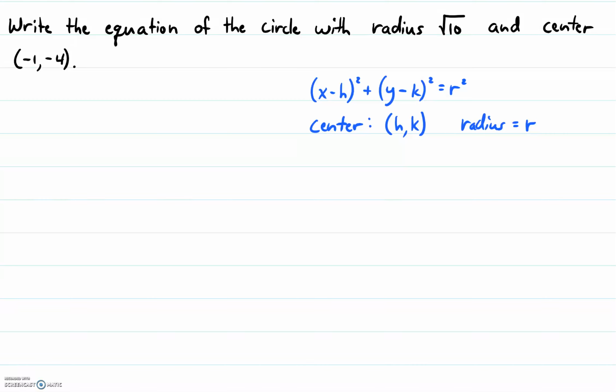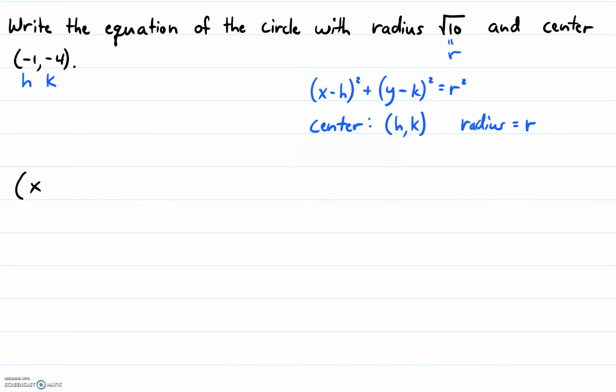So we can go ahead and label these values, h and k, because that's the x and y value respectively of the center of the circle. And we can label the square root of 10 as r, because that is the length of the radius. So now let's write out this equation, something you would need to memorize. It probably would not be provided for you on a question on a test like this.